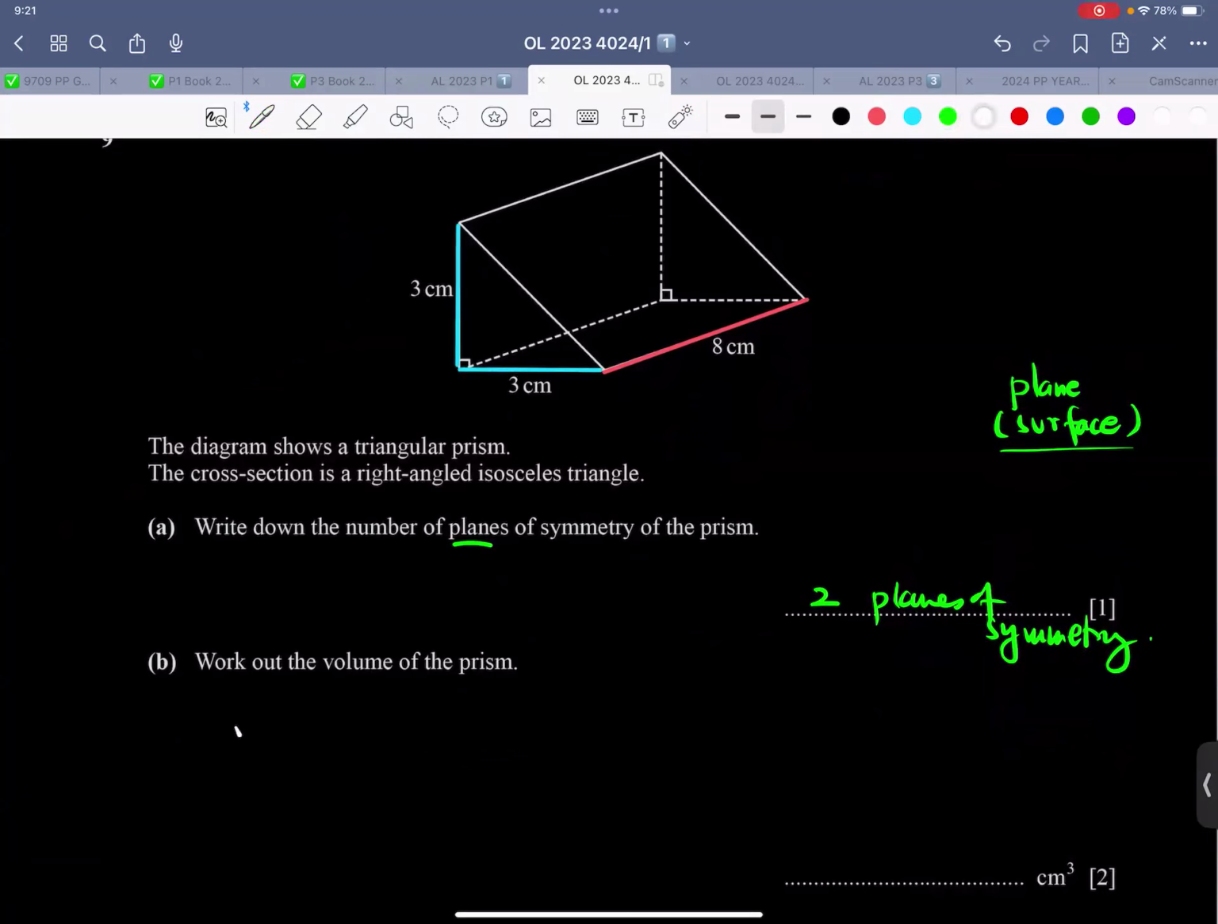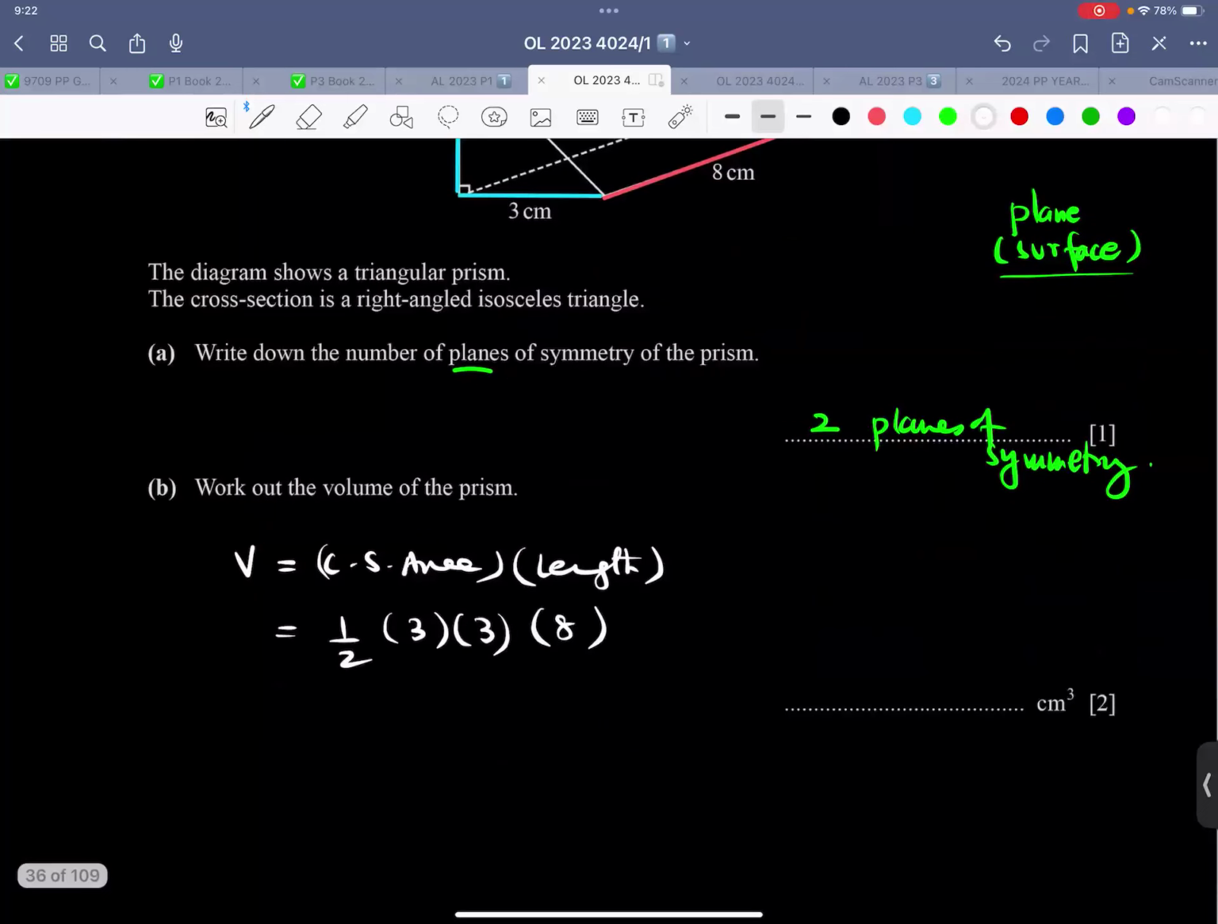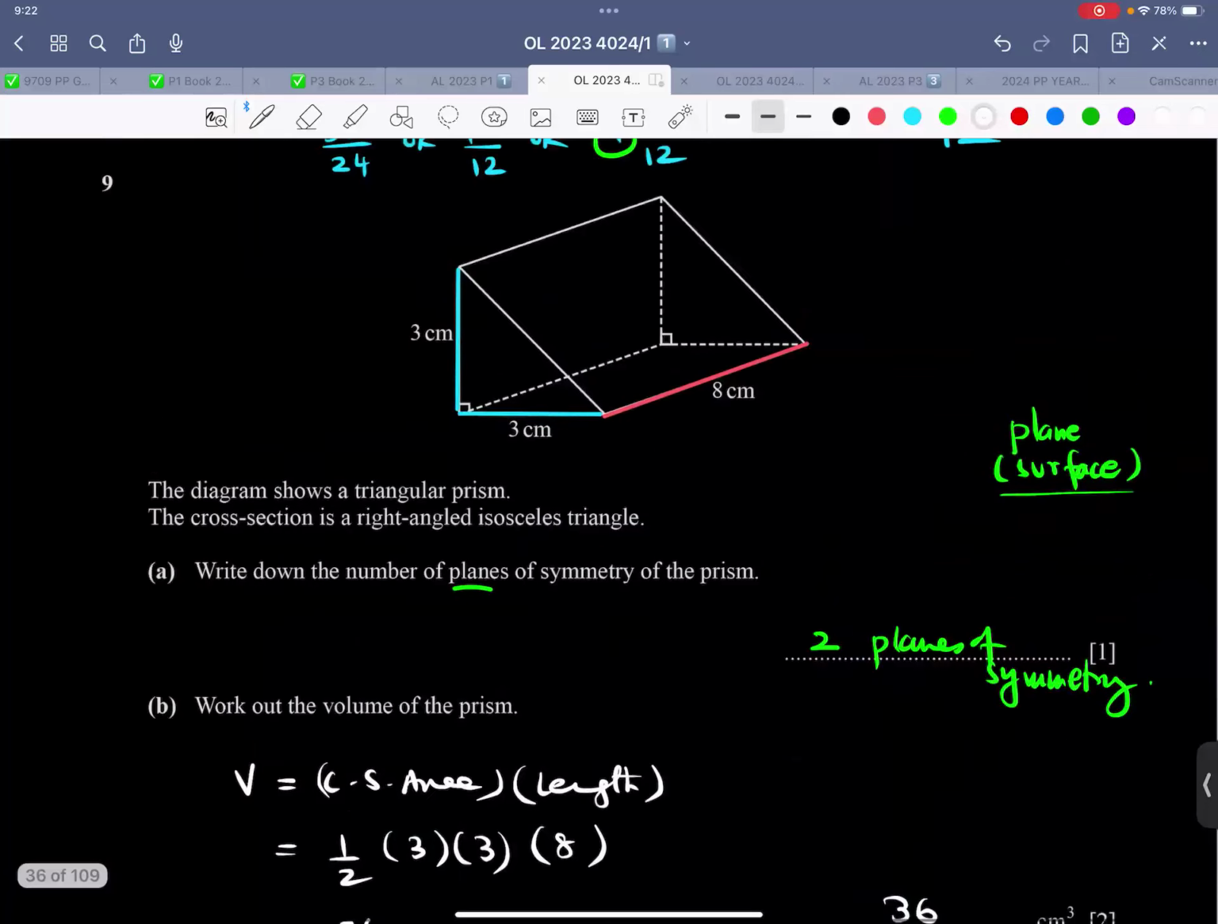Work out the volume, that is the easy part. Volume is cross-sectional area multiplied by length. So therefore, this is half into 3 into 3, and the length is 8. So 3, 3, 9, 9, 4, 36. So 36 centimeter cube, that is the volume. That is pretty basic.